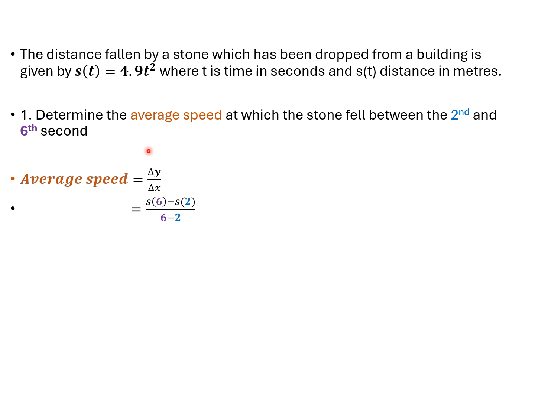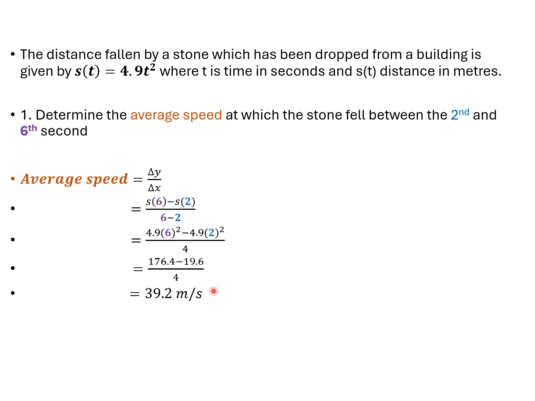So that's my 2 x values. I want my 2 y values. If I substitute 6 squared times 4,9 minus 2 squared times 4,9, that gives me 176,4 minus 19,6. And 6 minus 2 gives me 4. Divided by 4, that would give me 39,2 meters per second.